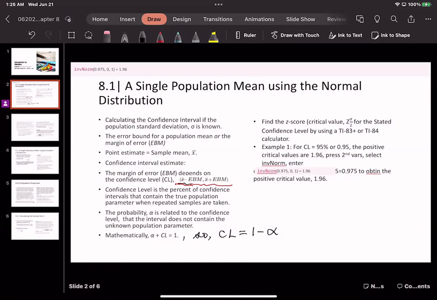And if we use the traditional way, using the algebra formula, we need to find the Z-score for the critical value, denoted as Z with the subscript alpha divided by 2, for the stated confidence level. We can use a TI-83 plus or TI-84 calculator.